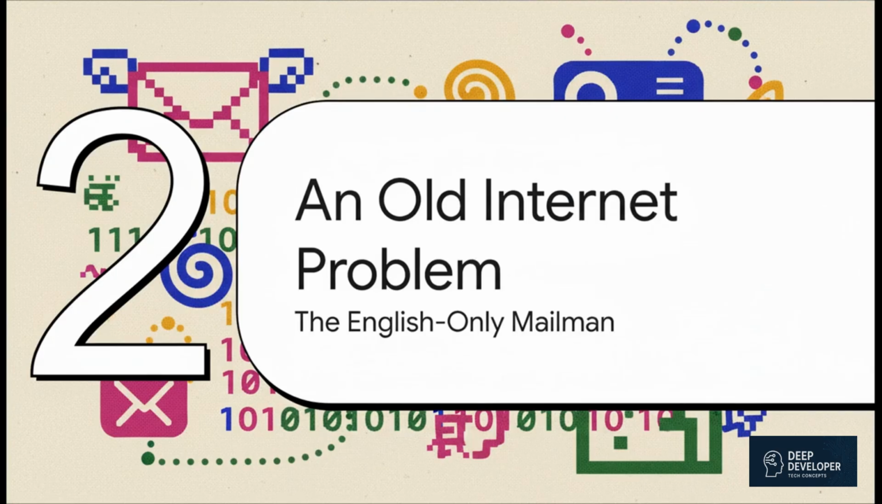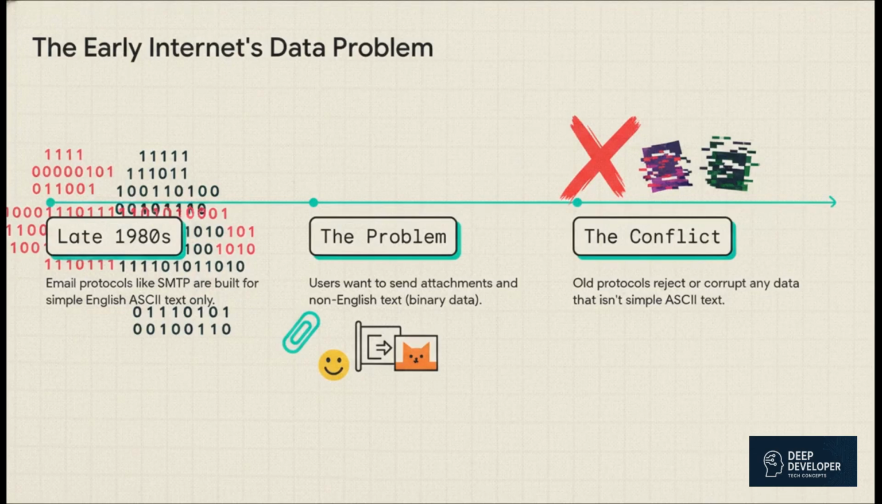Well, to get that, we have to jump in a time machine and go back to the early days of the internet. See, Base64 was invented to solve a very old problem. You can imagine it like this. The internet's original mailman. He only spoke one very specific, very limited language. And here's the story. Back in the late 80s, the systems that powered things like email, protocols like SMTP, were built for just one thing, simple English text. That's it. But of course, right away, people wanted to do more. They wanted to send attachments, use different languages, send all kinds of files. And the old systems, they just freaked out. They'd either flat out reject the data or even worse, corrupt it completely.